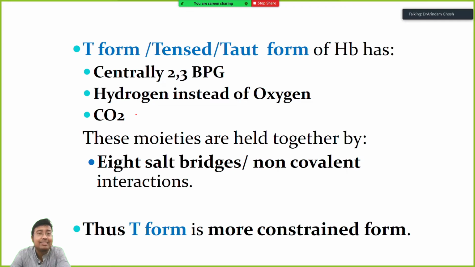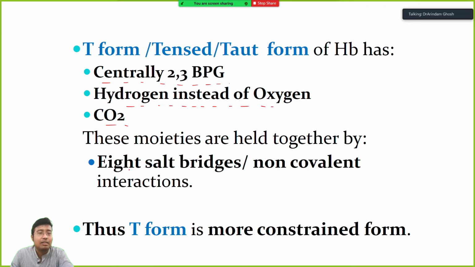when this T form takes place, okay, and what is this T form? This T form has centrally 2,3-BPG, right? This has hydrogen instead of oxygen. Mind it, in the figure, there is centrally 2,3-BPG. 2,3-BPG facilitates removal of oxygen. Okay, so when the oxygen molecule has reached its full relaxed conformation, there is a gap that is created in between, and then 2,3-BPG can enter. Okay, so in the tensed form, there is 2,3-BPG inside, right?